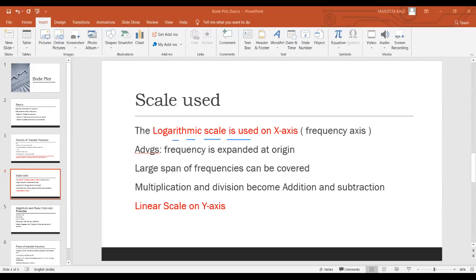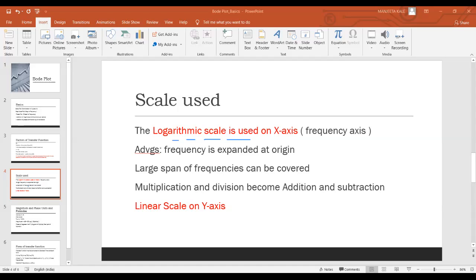First advantage is frequency is expanded at origin. I'll explain what this is. Large span of frequencies can be covered, and multiplication and division become addition and subtraction. I hope all of you are clear with the third point. Log of two numbers: if those two numbers are multiplied, then you can add logarithms of those two numbers. Instead of multiplication, you can add them. I hope this is clear with you. So multiplication becomes addition and division becomes subtraction in case of logarithms.